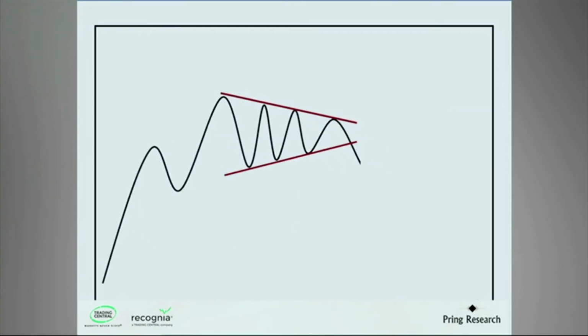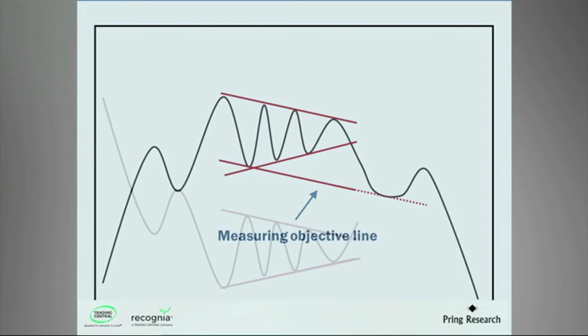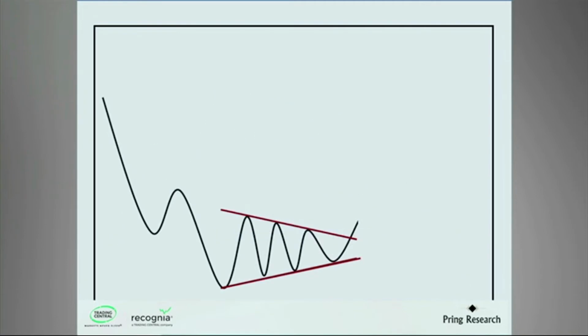Traditionally, measuring objectives for triangles are obtained by drawing a line parallel at the base of the triangle through the peak of the first rally. This line represents the objective that prices may be expected to reach or exceed. The reverse procedure at market bottoms is shown here. The same technique is used to project prices when triangles are of the consolidation variety.